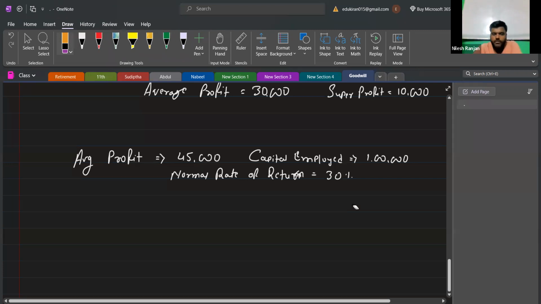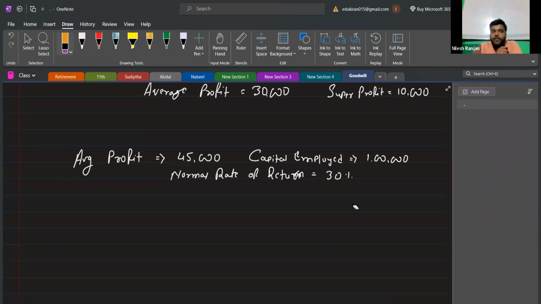Yes, sir. Can you repeat? Okay. If the number of years of purchase is given in the question, then you have to use the super profit method. And if it is not given in the question, then you have to use the capitalization method. Now, can you tell me the goodwill value as per the capitalization method?